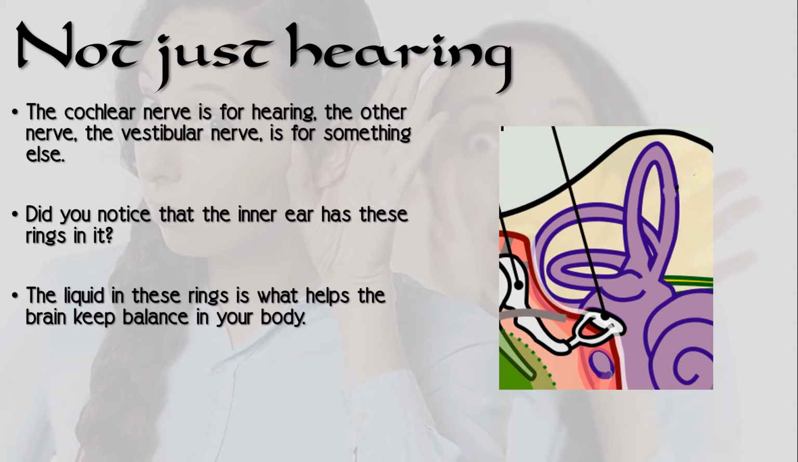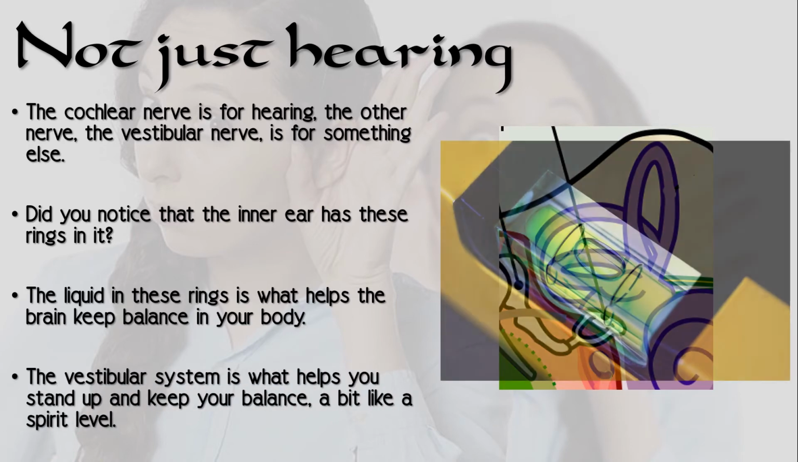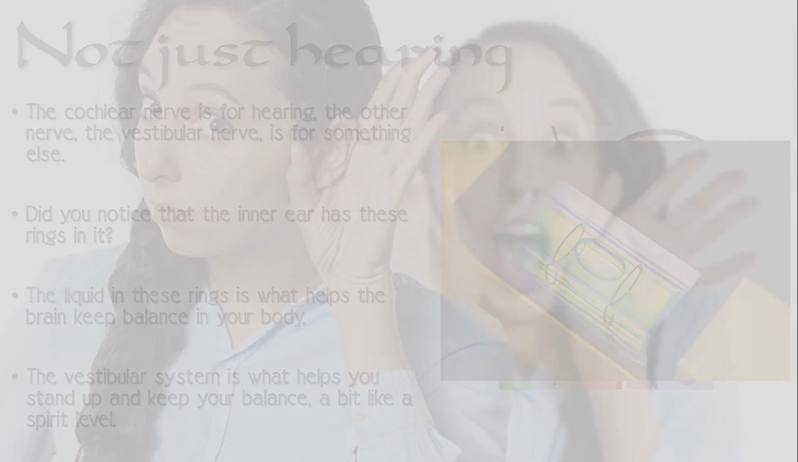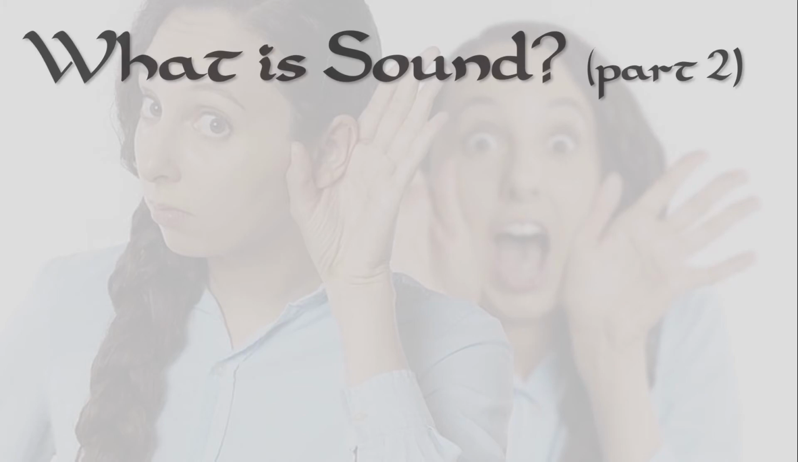The vestibular system connects to the brain to tell us what way up is. The vestibular system helps you stand up and keep your balance when you are moving around. A bit like a spirit level helps you make things flat.